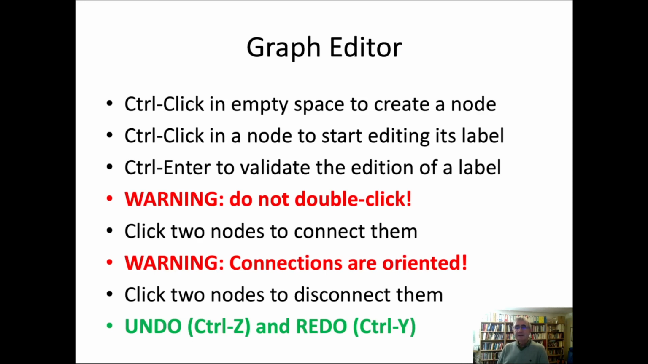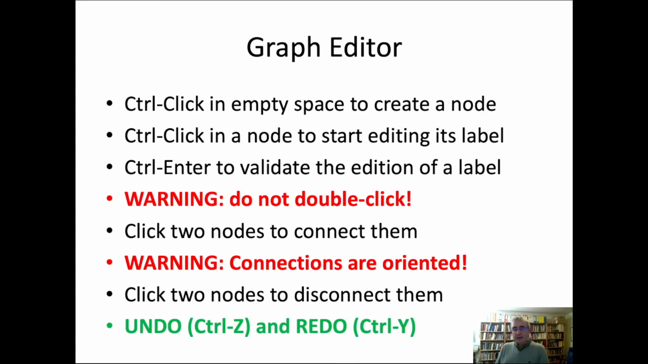Okay, so now how do you connect nodes? Well, you click two nodes to connect them. Since connections are oriented, you have to click the source node first and then the target node after. If you made a mistake and you want to remove the connections, let's say from node A to node B, same thing: you click A and then you click B in order to disconnect them. If you make any mistake, you can always use undo and redo at will.